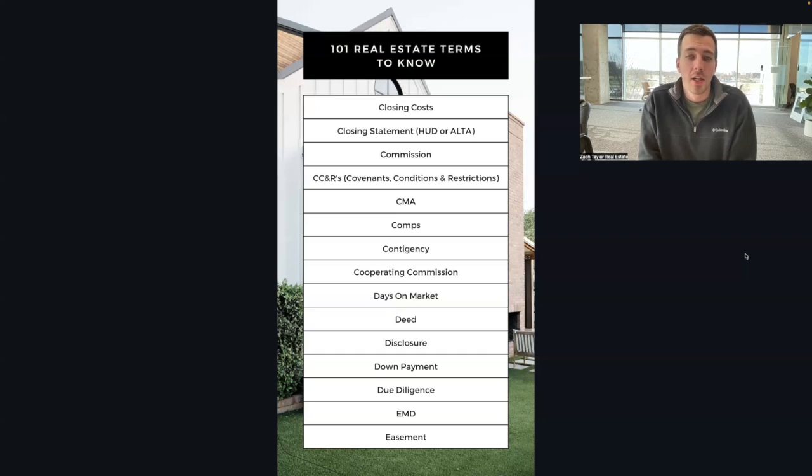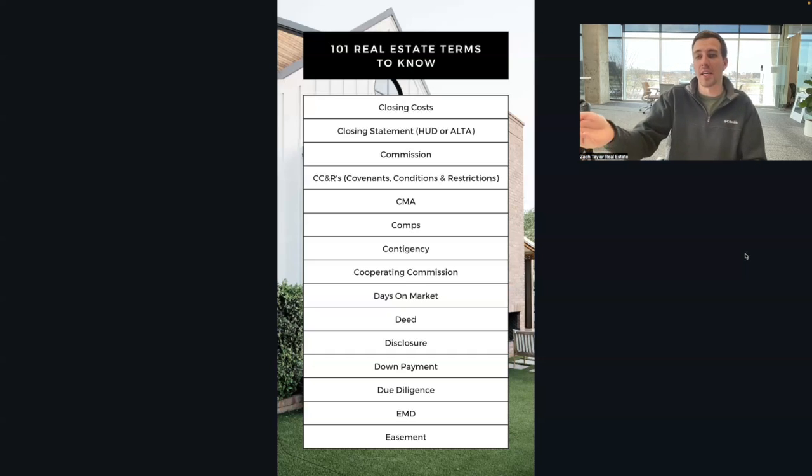Cooperating commission. So you will see this a lot on the MLS. If you are a buyer's agent, it oftentimes shows that as a cooperating agent, you will make a certain commission. So you'll see 2.5%, 3%, a flat rate, 2%, 1%. That's where it's negotiable. But that's what's being offered to the other agent.